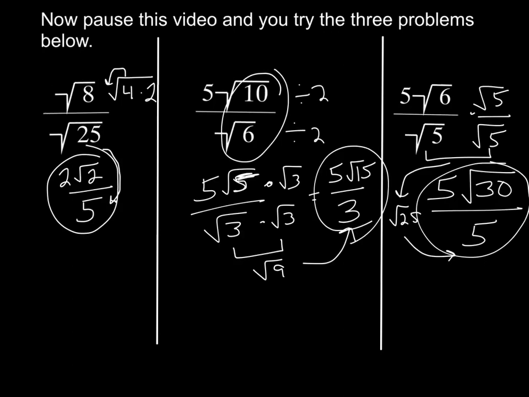So you should have tried these. Notice in the first one, the answer is 2 radical 2 over 5. What I did is I just simplified the bottom, which was the square root of 25, and that turned into 5. The numerator is square root of 8, which is 4 times 2, and that gave me 2 radical 2.